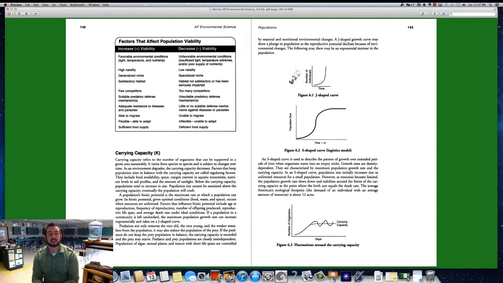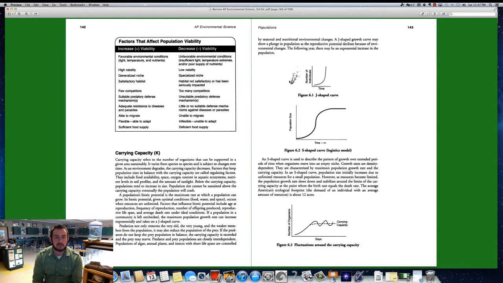Adequate resistance to diseases and parasites, so they have some sort of immune system built up. Able to migrate, so move from point A to point B. Flexible, which means not just flexible maneuvering wise, but able to adapt to a change in environment. And also sufficient food supply. All those would be increases in the viability of a population, so they're going to probably do very, very well under those circumstances.